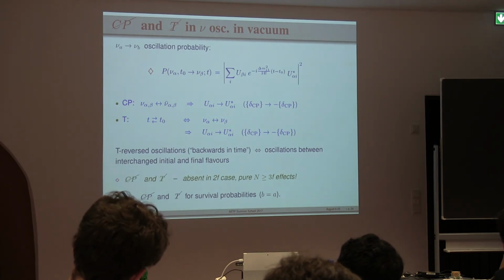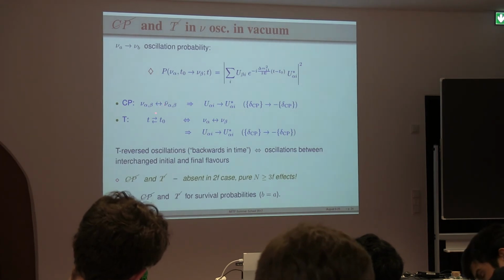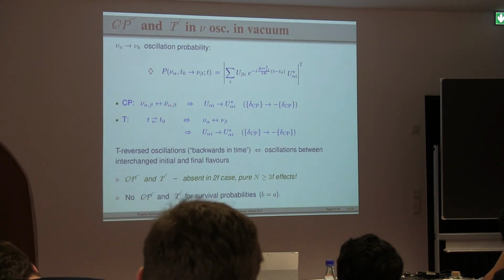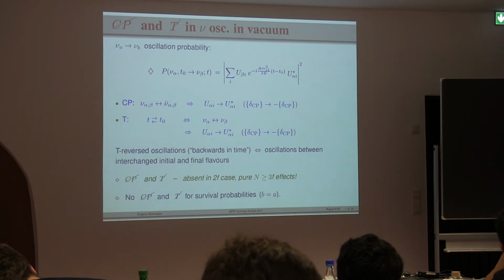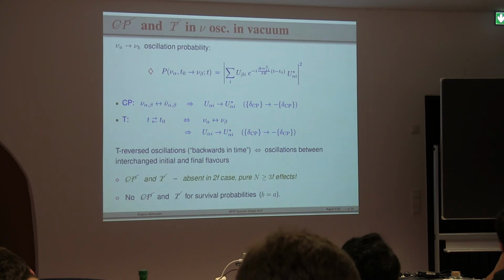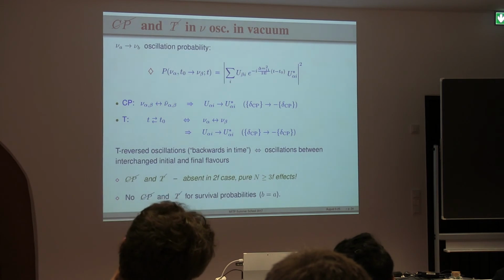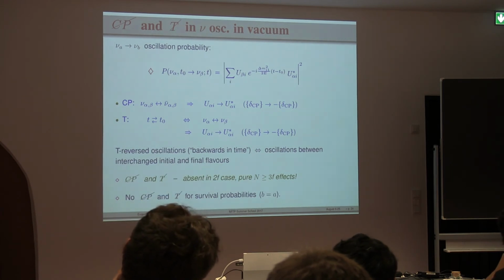Now, under CP transformation, the probability of nu alpha going into nu beta will go into the probability of nu alpha bar going into nu beta bar, so for antineutrinos. And this probability will be the same only if all the phases are zero. If they are not zero, the probability of oscillations between antineutrinos of a given flavor will not be the same as the probability of oscillations of neutrinos of this flavor. Okay? So because of the existence of the CP violating phases, CP is violated in neutrino oscillations. When we go from neutrinos to antineutrinos, the probability is not the same. How about time reversal?